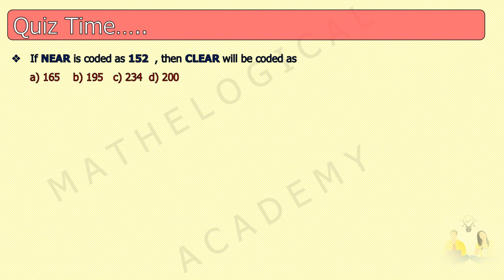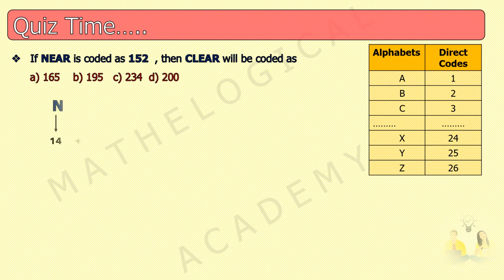Next question, if NEAR is coded as 152, then CLEAR will be coded as. You have 5 seconds. Our pattern. NEAR, we'll write the sequence number. So the series number for N is 14, for E is 5, for A is 1, for R is 18. We get the total 38. But the code given to us is 152. What is the relation here? 38 into 4 is 152. So that means the total is multiplied by 4.